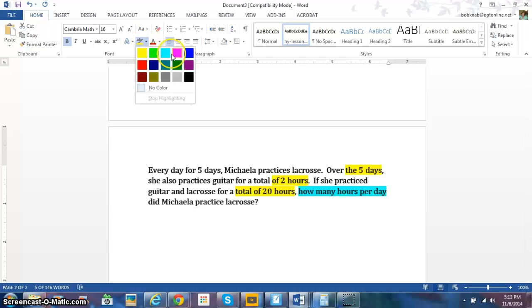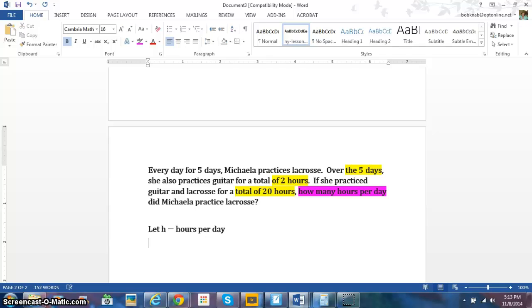So that's what we're looking for. How many hours per day? So let's let H equal the hours per day. So we have 5 days. So 5 times the hours per day plus 2, because she's also adding the guitar, should equal 20. There's our equation. Now let's solve.